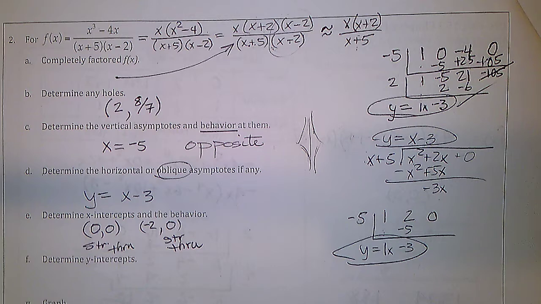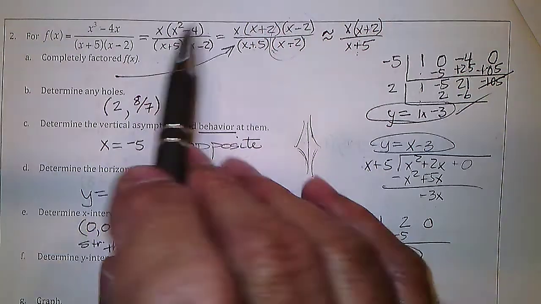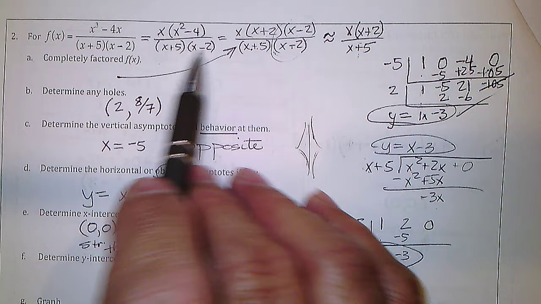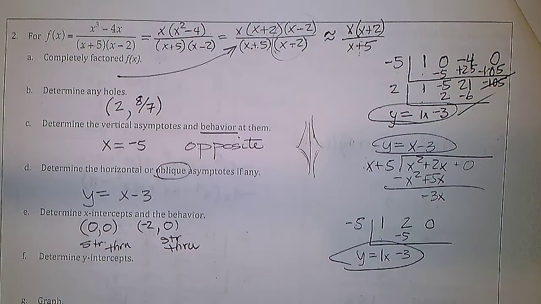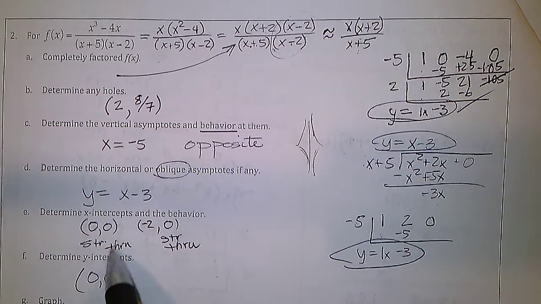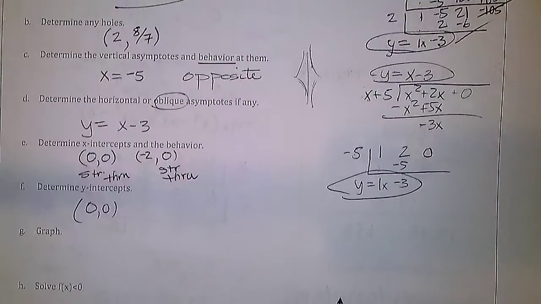Okay? Y-intercepts. If I put 0 in for the x's, I'm going to get 0 times stuff over stuff, so I'm going to get 0, which makes sense. It says right here, it went through 0, 0, so that's also going to be the y-intercept in this case.